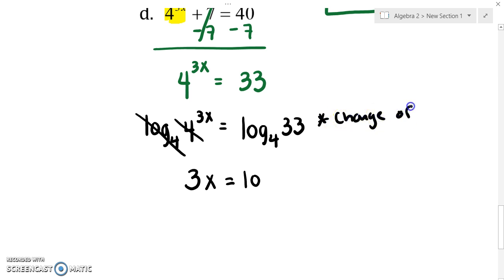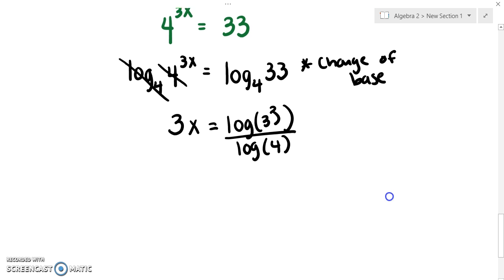And then we end up with log, let's change a base on this one. So I'm going to go ahead and change base so I can type it into the calculator. So we're going to do log of 33. It's a really awkward 33. Divide by log of 4. And when you type that into the calculator, you get 3x equals 2.522.